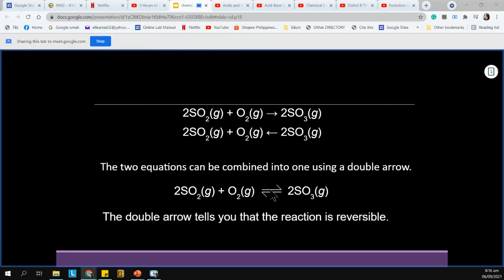Okay, so here now, by combining both of that, since pareho lang naman yung mga reagents sa right side of the equation, sa left side, ang nagkaiba lang is that the direction of the flow, we combine it now as a reversible reaction, okay, using this symbol. So this is a double arrow, okay.